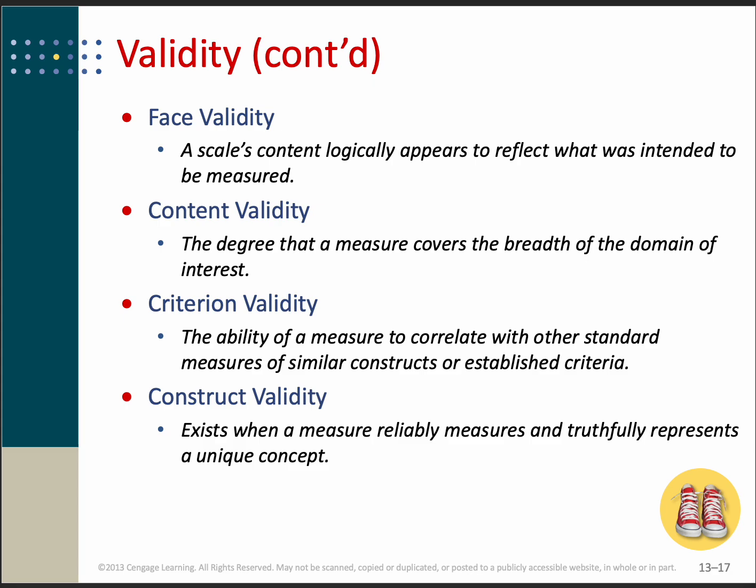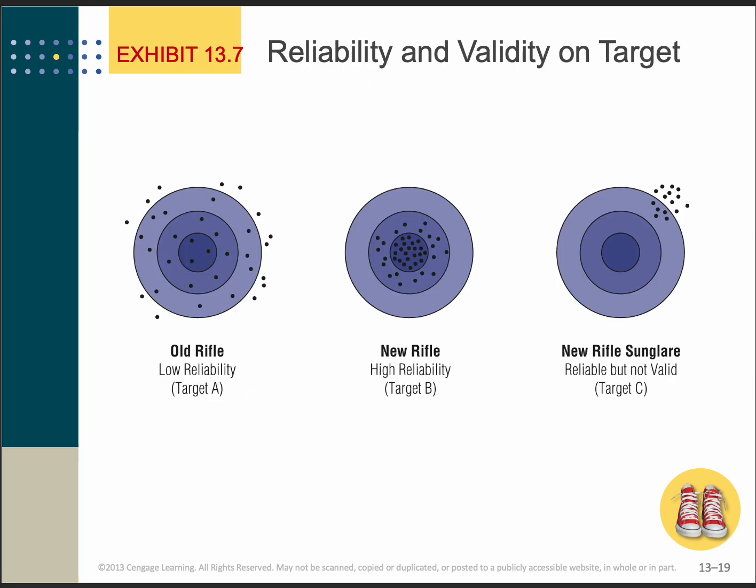So describe them carefully. So here's reliability and validity on target. It's a good way to look at low reliability. We hit everything. New rifle, high reliability. We're kind of clustered around one area. That's the high level of reliability. It's repeatable. Okay, and then new rifle, sun glare. We've got an extraneous variable that's pushing us off. Okay, so there's things to be accounted for. So we want to be careful about that.